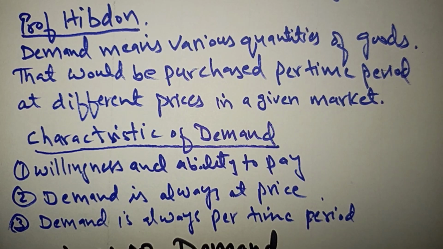Demand is described as a schedule of how much of a good people will purchase at any price during a specific period of time. So from this statement, it is clear that without mentioning the price of the commodity and the time period, demand is meaningless. Demand has no meaning, no worth without price and time period.